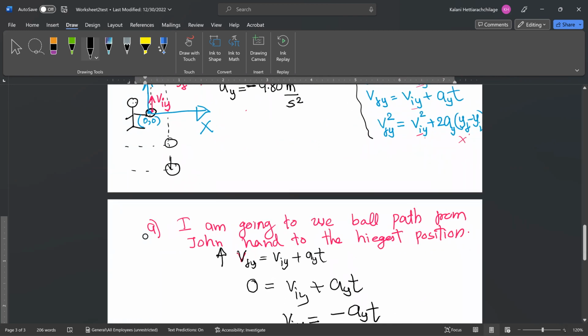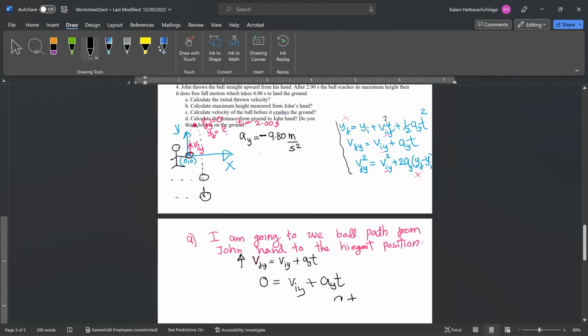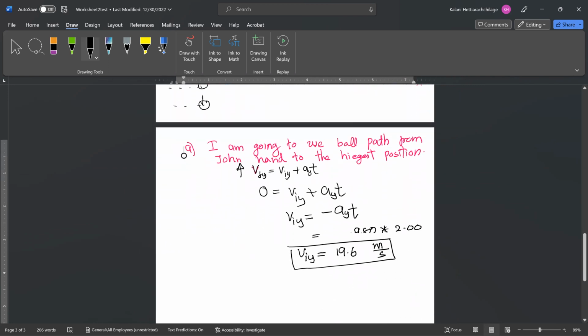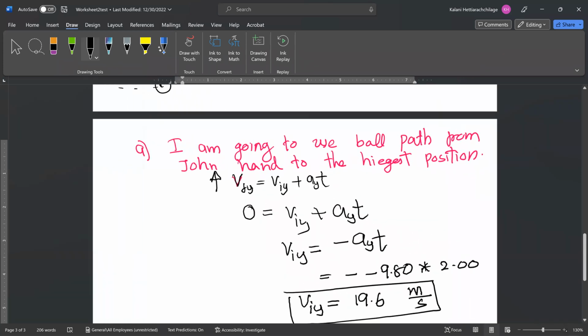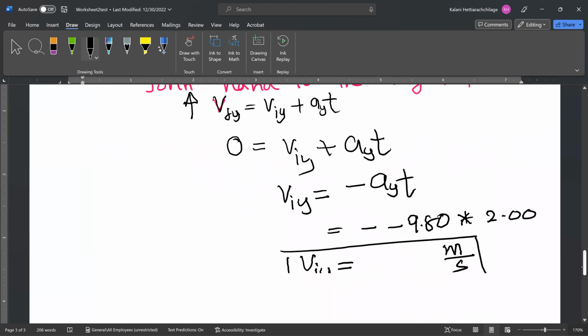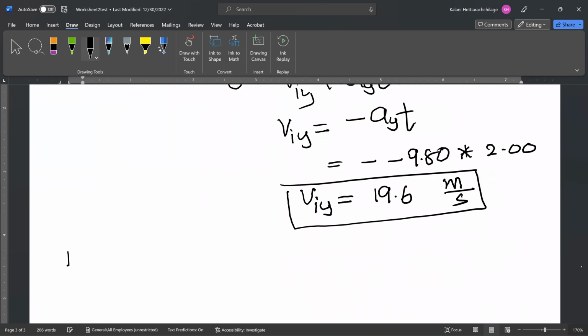Okay, so we're done with part A. Now we're going to move into part B. I'm probably going to scroll up and down a little bit. I cannot make it 100% first. And let's move into part B here.